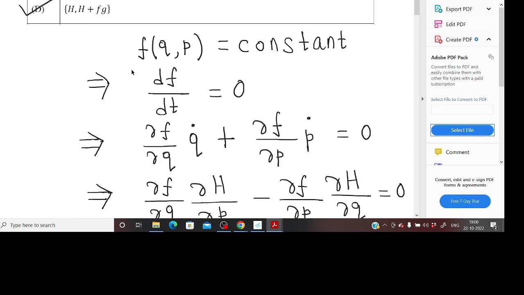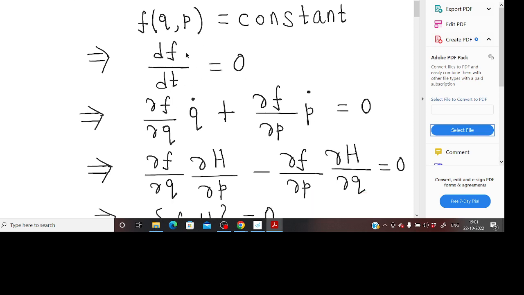Let's say the quantity is independent of time. There is no explicit time dependence of the quantity. Actually, if this quantity is constant, then you have df/dt equal to 0. This df/dt can be written as del f/del t plus these terms. So del f/del t will be equal to 0 if there's no explicit time dependence of this quantity. So this term is 0 because there is no time dependence.